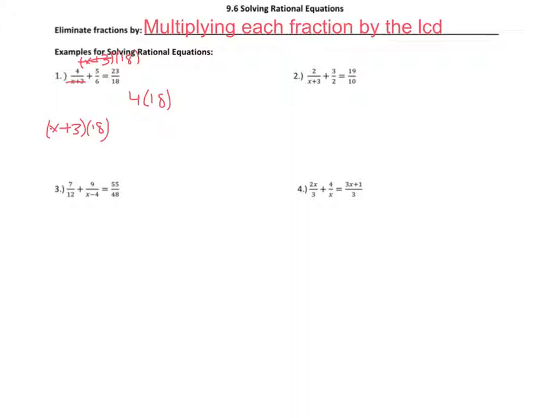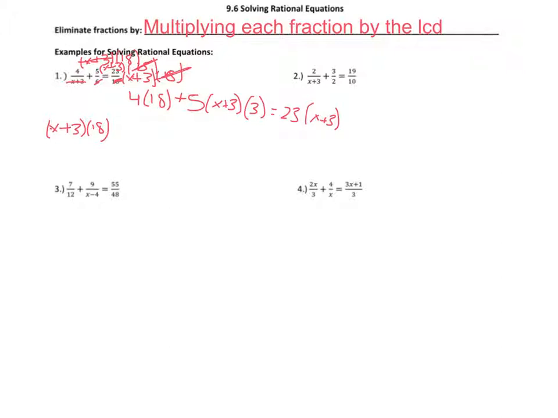Same thing with the 5 over the 6. We're going to multiply by x plus 3 and 18, and our 6 and our 18 are going to reduce. So now on the top, all I'm going to have is 5 times x plus 3 times 3, because that 18 got reduced. And then for the third section, also multiplying it by the x plus 3 and the 18, the 18s are going to totally cancel out, so we're just left with 23 times x plus 3.